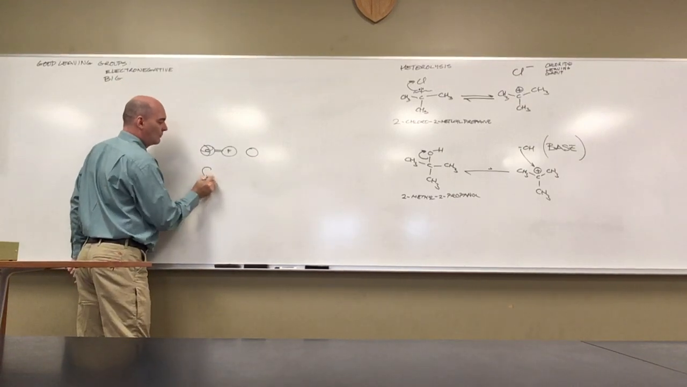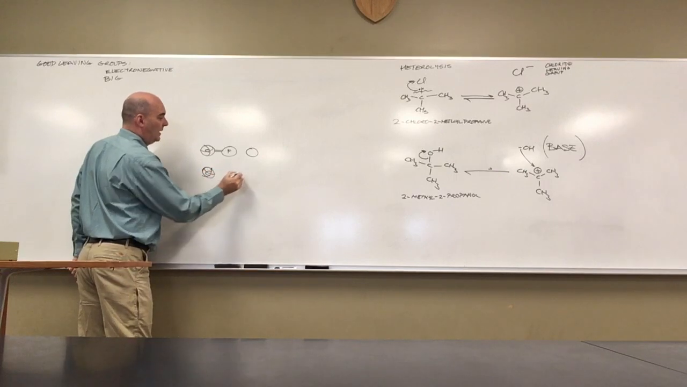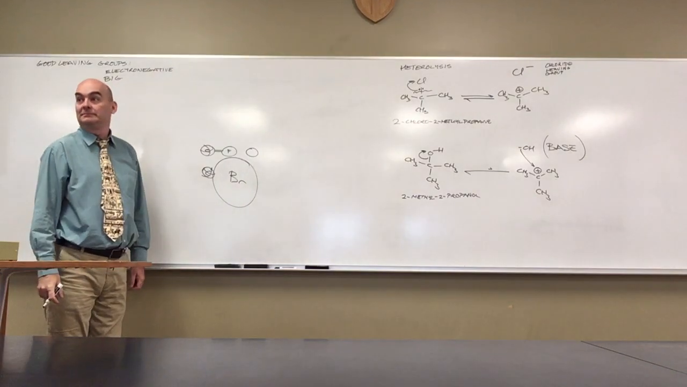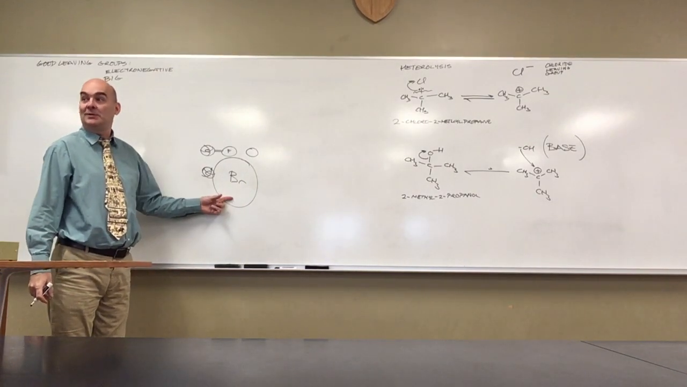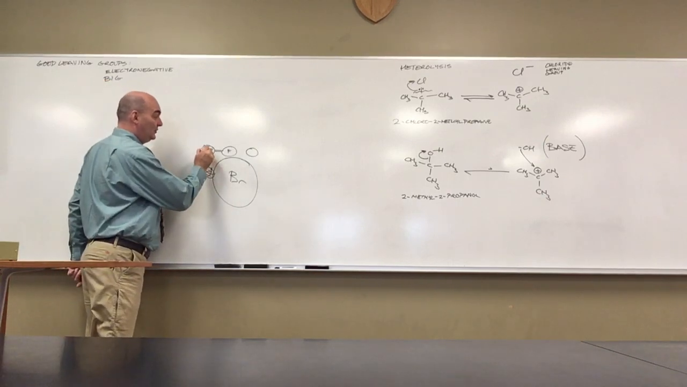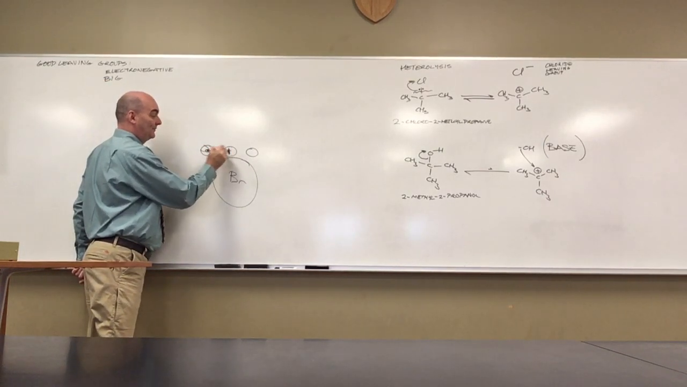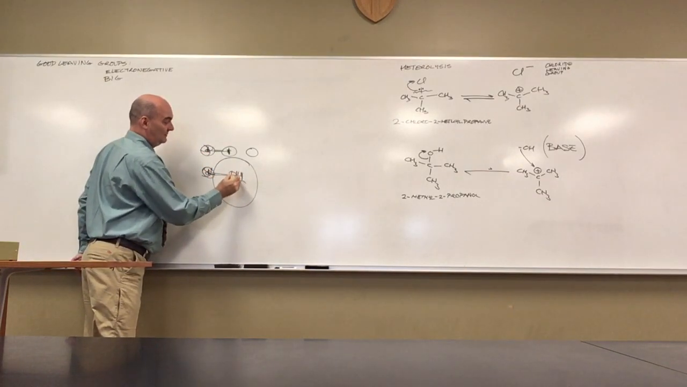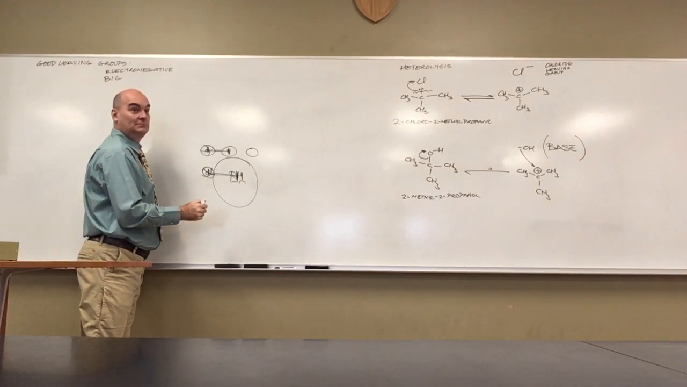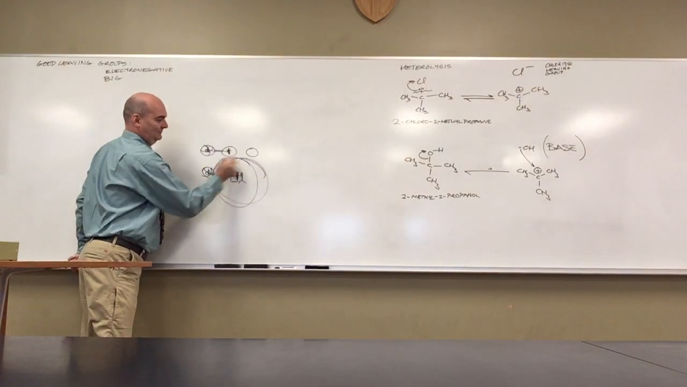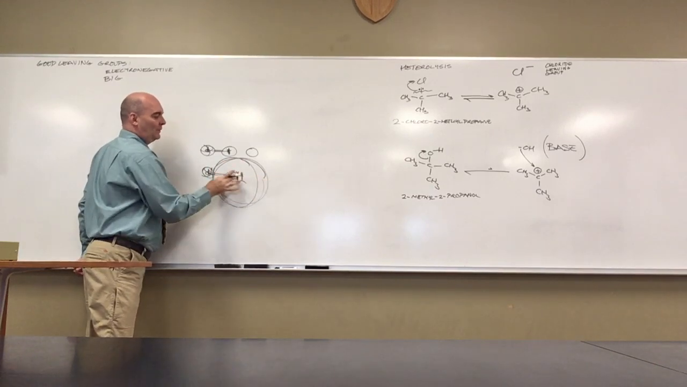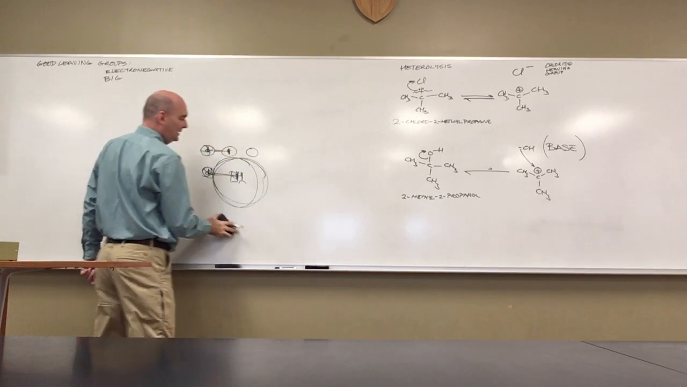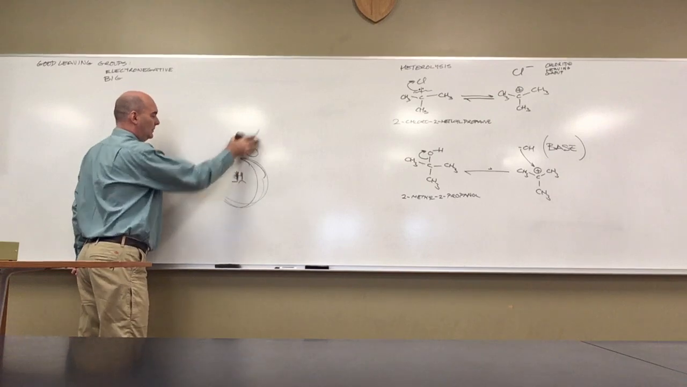Okay? Here's a carbon. There's a bromine. Can you see how much easier this is going to be to break? Because the nucleus to nucleus distance here versus here, it's already down the path. Easy to break.